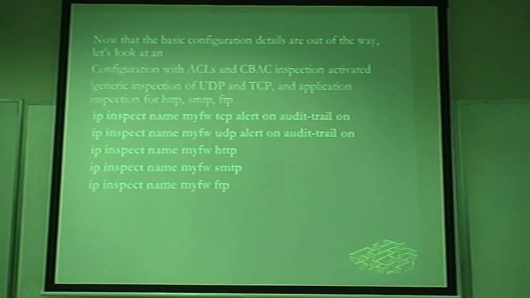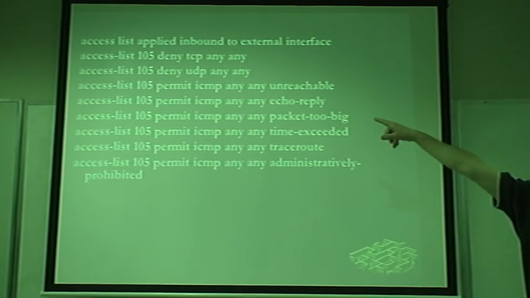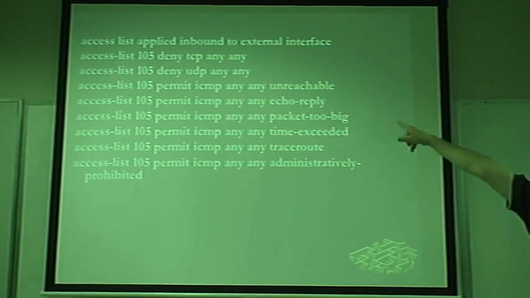So, here's where we set up the name of the inspection list, the protocol, TCP and UDP, whether we're going to turn on alerting and audit trail, which we do both. Okay, we're going to inspect HTTP, SMTP, and FTP. Okay, we apply it to the external interface. Access list 105, deny, deny, permit, permit, permit, permit, permit, permit. This is all ICMP that we permit.